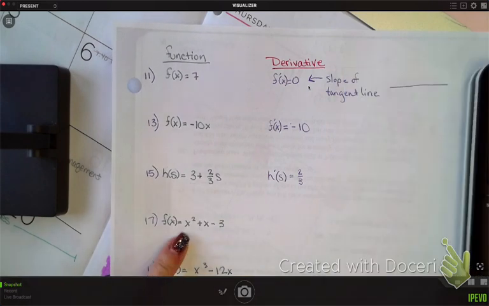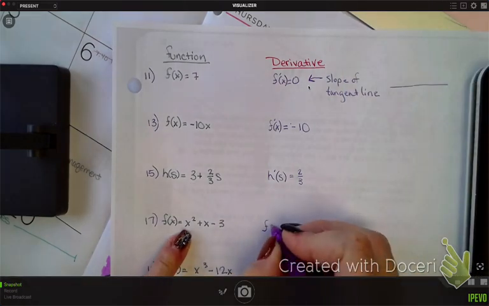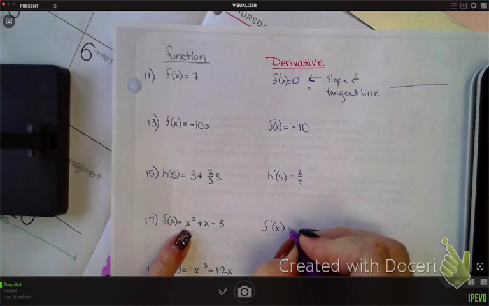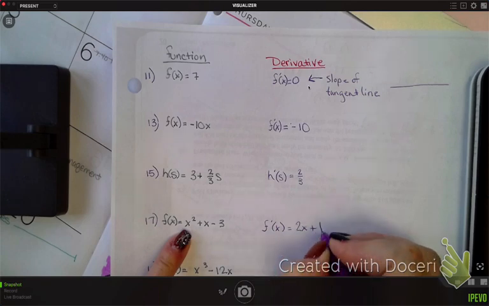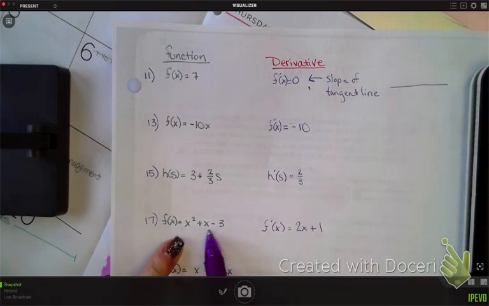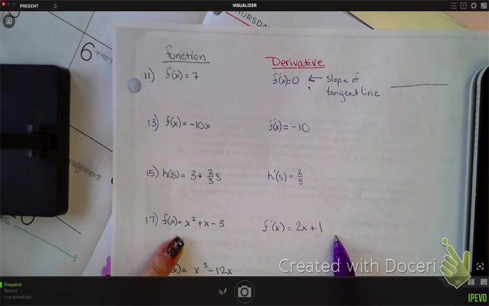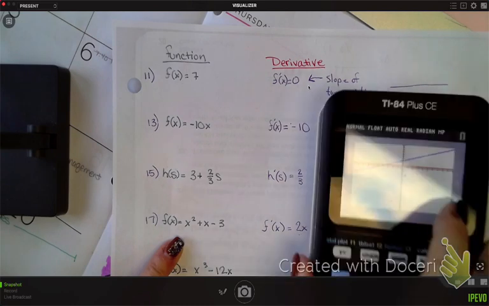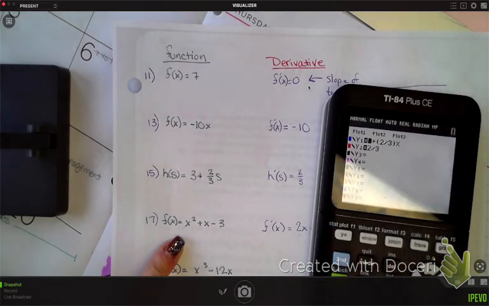Well, here, my derivative is 2x plus 1. Well, what shape is this graph? A parabola. What shape is this? Linear. Y-intercept at 1, slope of 2. So when I graph these, I should get a parabola, correct?